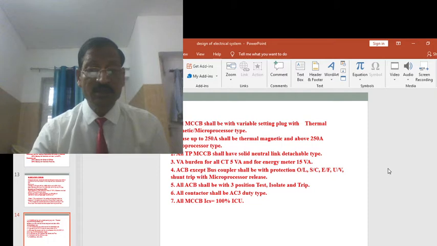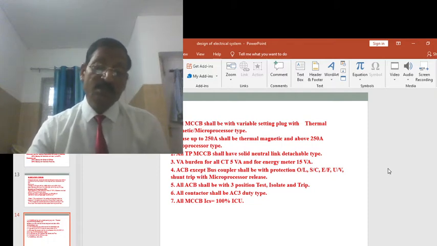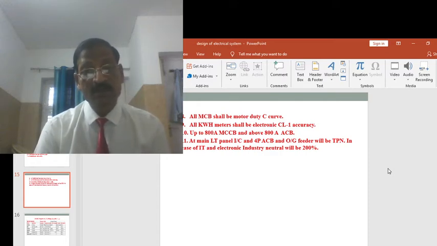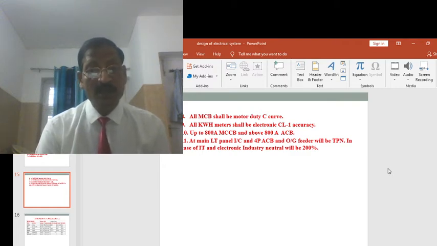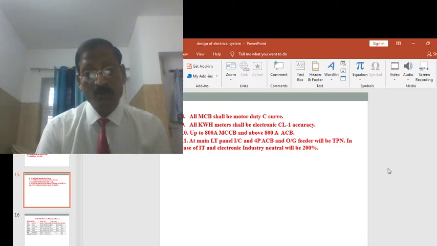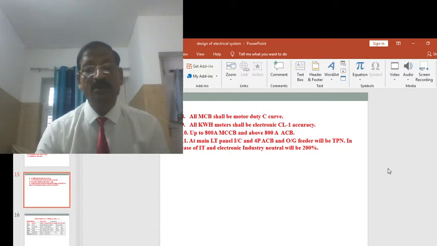For all MCCB, the ICS is equal to 100% ICU. All MCB shall be motor duty C curve. All kilowatt hour meters shall be electronic class 1 accuracy. Up to 800 ampere we use MCCB, and above 800 ampere ACB, air circuit breaker. At main LT panel incomer it is a 4-pole ACB, and at outgoing feeder it will be TPN, triple pole and neutral feeder. In case of IT and electronic industry, neutral will be 200%.